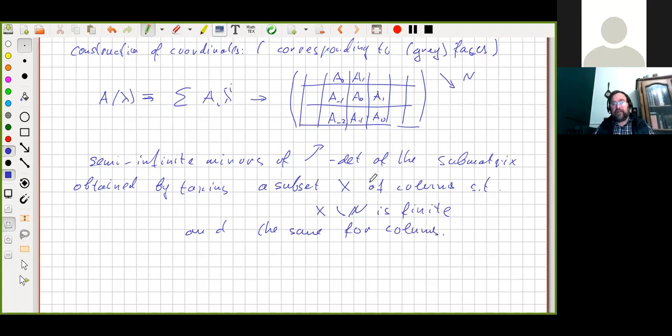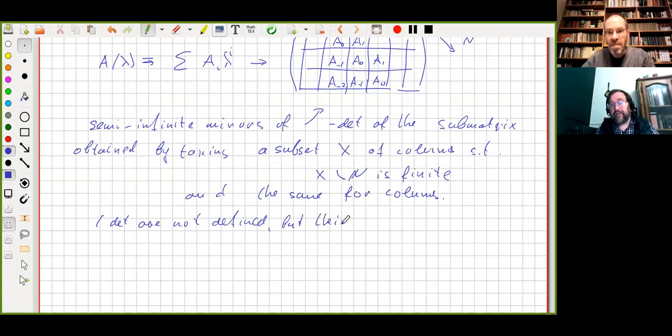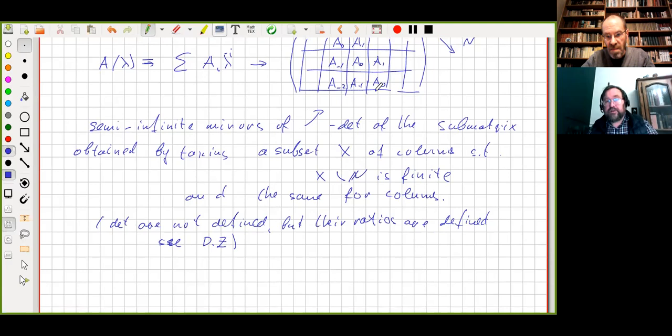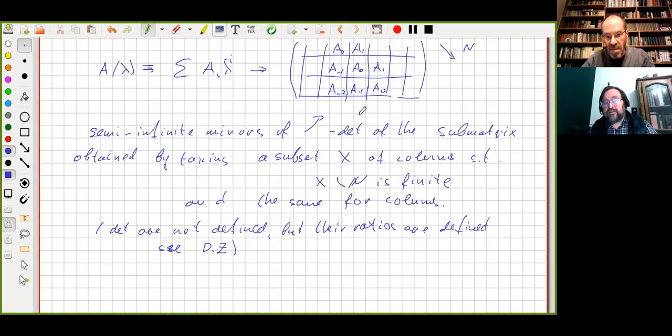So these are infinite determinants. Once again, every concrete determinant is not defined, but the ratios are defined. It's the same wedge product which was used with Dima, and actually these are particular cases of tau functions.